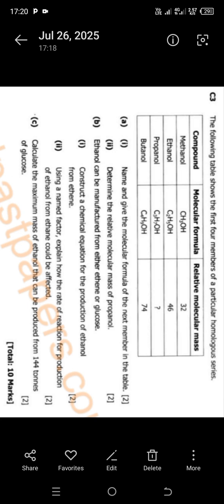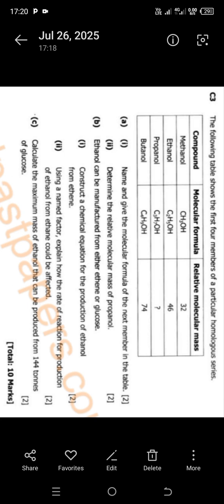We have a question here under organic chemistry, a very simple question. The question carried 10 marks, section C. Usually the chemistry part, which is science paper 2, section C, carries 10 marks per question.